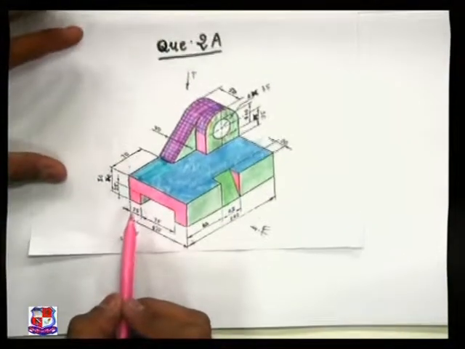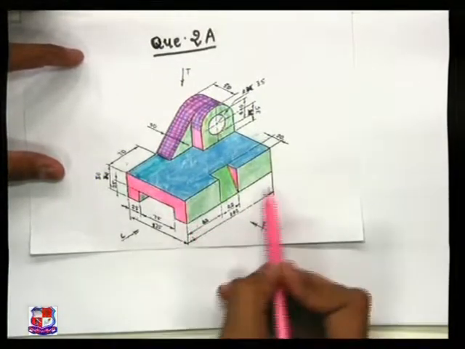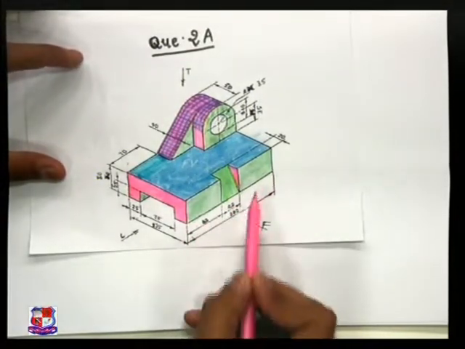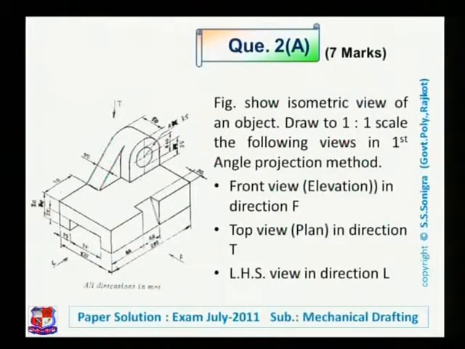Now let me start the drawing. Let me decide to draw the front view. In the front view the width is given as 80 plus 40 plus 80, so 200 mm is the width given for this figure.